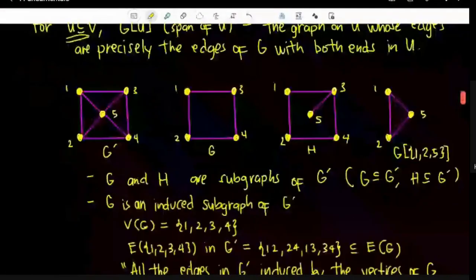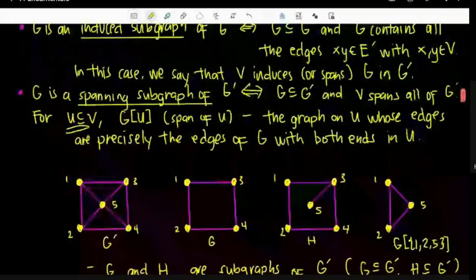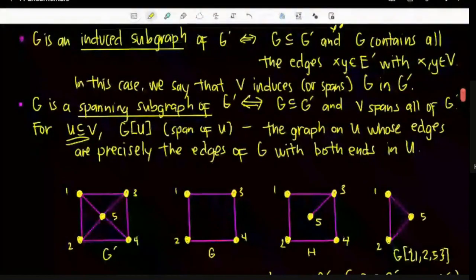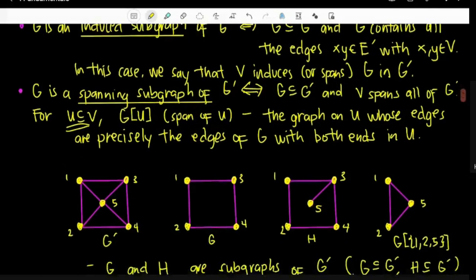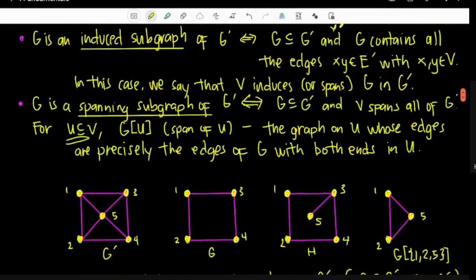Alright. This is an example. So, let's say this is G prime, the graph containing the vertices 1, 2, 3, 4, and 5 and edges. So, ang mga edges niya ay 1, 2, 1, 5, 2, 5, 1, 3, 3, 5, 4, 5, 2, 4, and 3, 4. So, meron tayong 1, 2, 3, 4, 5, 6, 7, 8 edges ng G prime. 5 vertices, 8 edges. Alright.